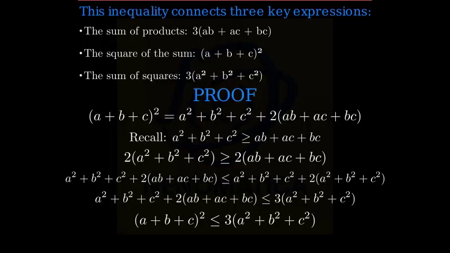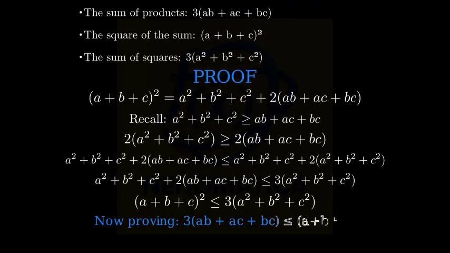Now, let's prove the left inequality. From our expansion of the square, we know the square of (a plus b plus c) equals a squared plus b squared plus c squared plus 2 times (ab plus ac plus bc).